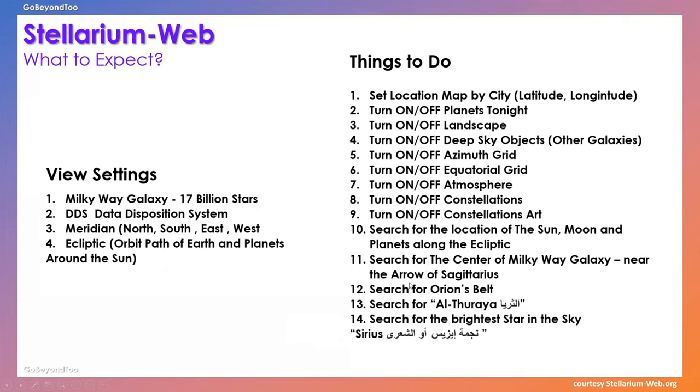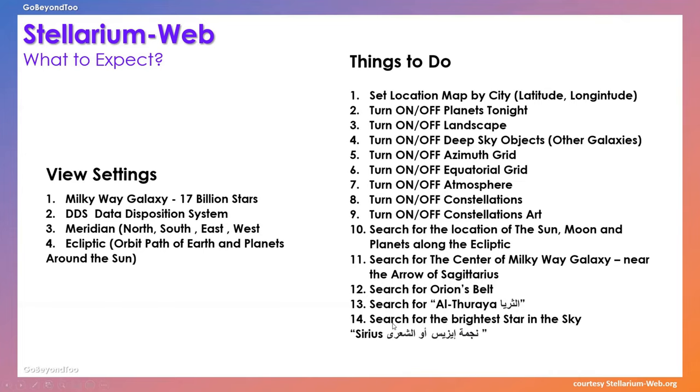And of course, you can search for Orion's belt, right? The three stars that are aligned with each other, almost aligned. Orion is the Greek and Roman mythical person whose belt contains three aligned stars. We can search for the Al-Thuraya, which is in the constellation of Taurus, Burj al-Thawr, Al-Thuraya in Arabic, of course.